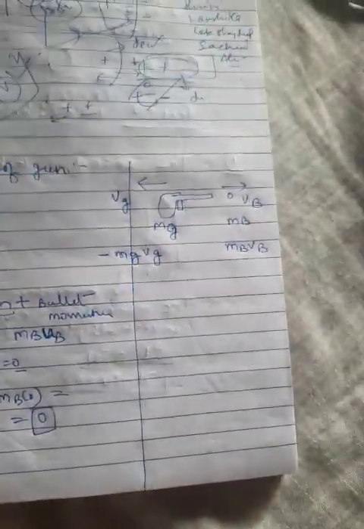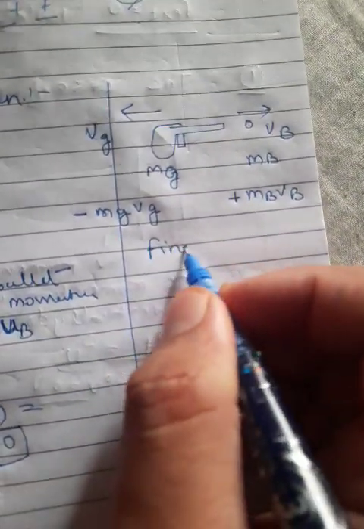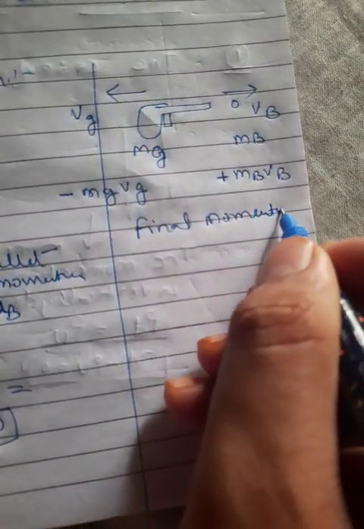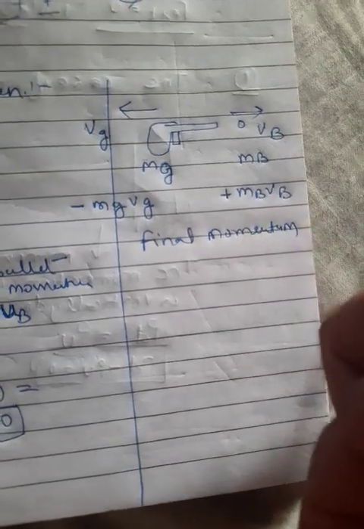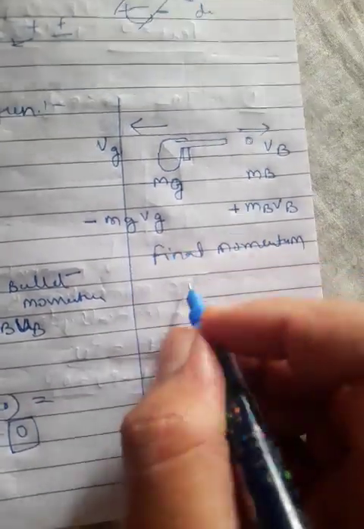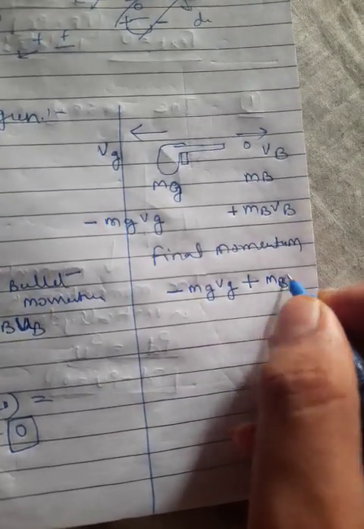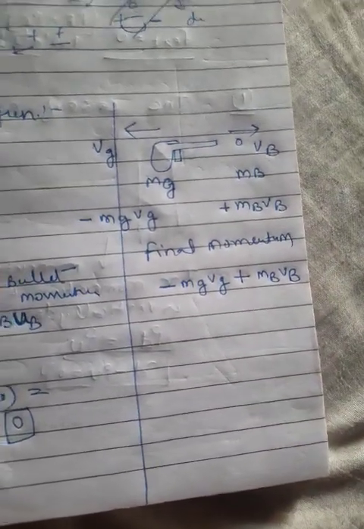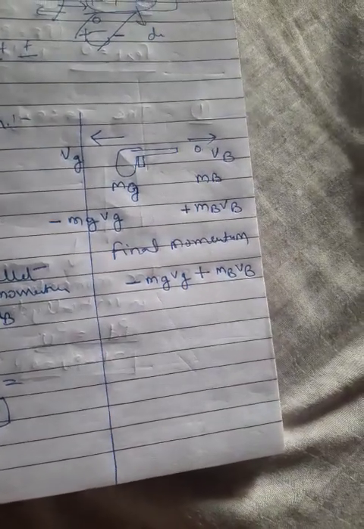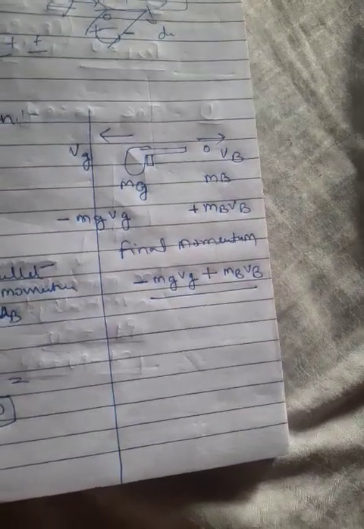Action force, reaction force. Action is the bullet coming out, reaction is the opposite force, opposite momentum. On the forward side this will be positive. So we can say final momentum. Final momentum will be what? Children, tell me. Yes, minus mg vg plus mb vb. Okay student? So we get this equation when the bullet is in a working position.